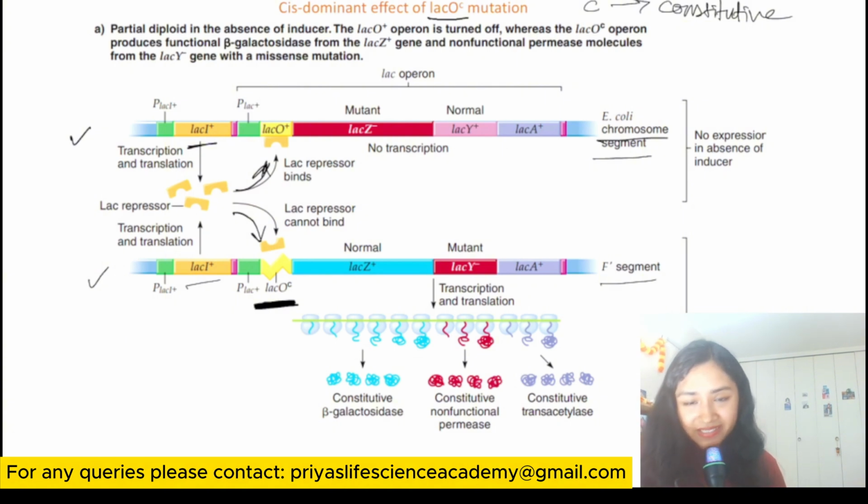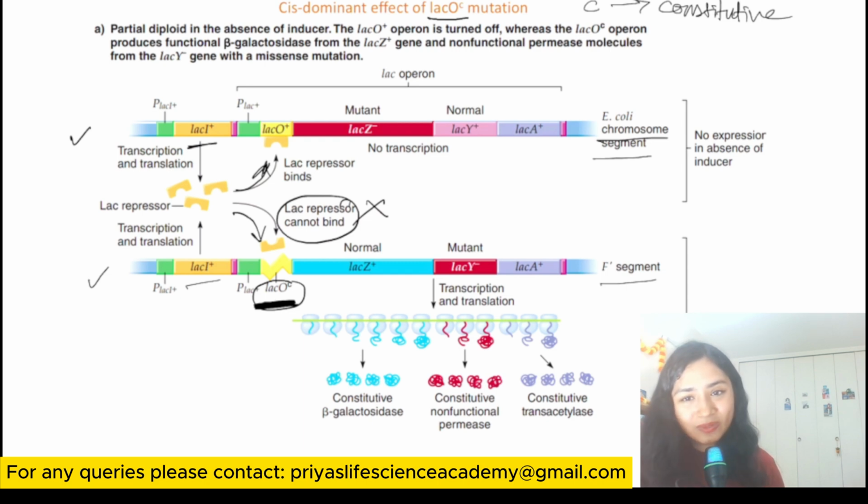Here the Lac repressor can bind to the O plus very easily because O plus is the wild type, and this Lac repressor can recognize the O plus very easily. But what will be the case in OC? In OC, the operator is mutated. As such, the Lac repressor can't recognize the operator and can't bind with the operator region. So here the Lac repressor cannot bind with the operator region.